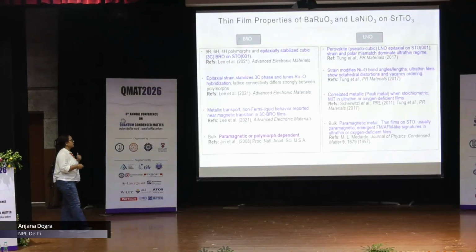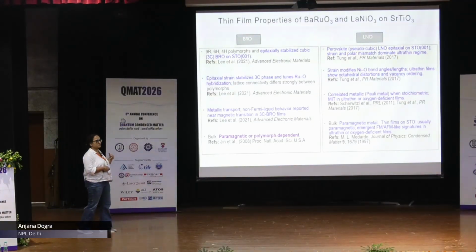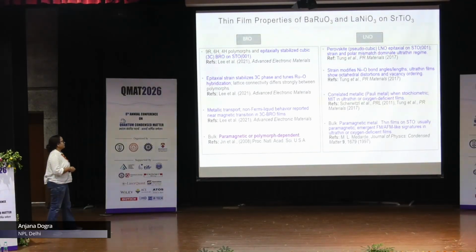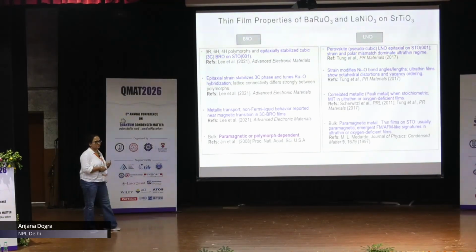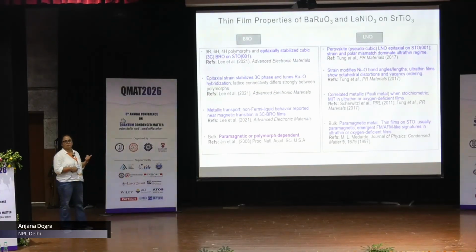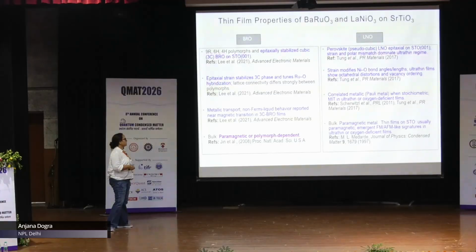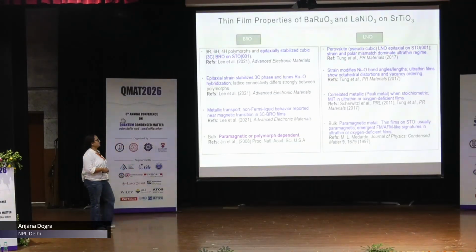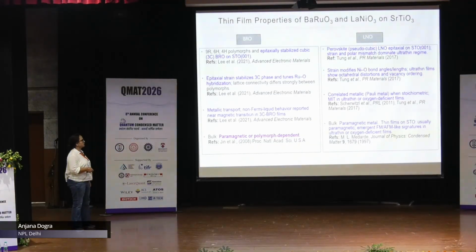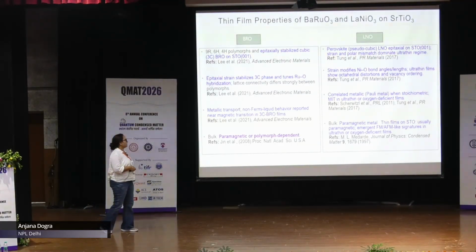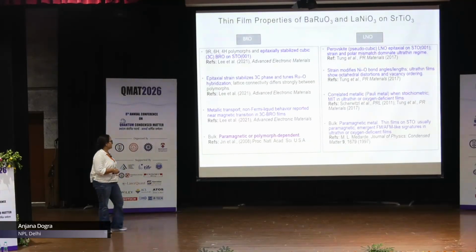So, BaReO3, as I already said, exists in several phases, 9R, 3C, etc. And if you are able to create some epitaxial strain, then you can stabilize the 3C phase in these kinds of structures of BaReO3. And if you look at the metallic transport, which again this paper, Lee et al., has mentioned in Advanced Electronic Materials, they could get the 3C phase and they could show non-Fermi liquid behavior near the magnetic transition. Okay.